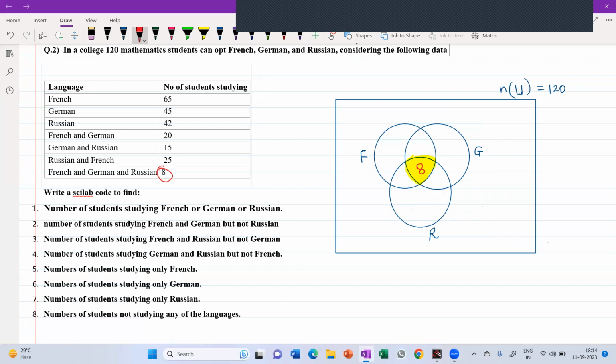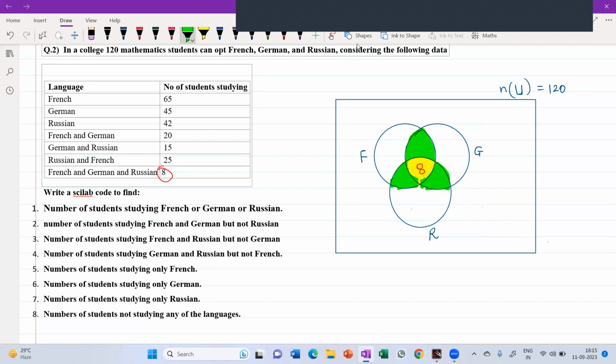After that, we are going to focus on how many students have taken only 2 languages, no third language. Okay, so that means we are going to find out this area. This area indicates the students who have taken only French and German, but not Russian. This area indicates students who have taken only French and Russian, but not German. And this area indicates the students who have taken only German and Russian, but not French.